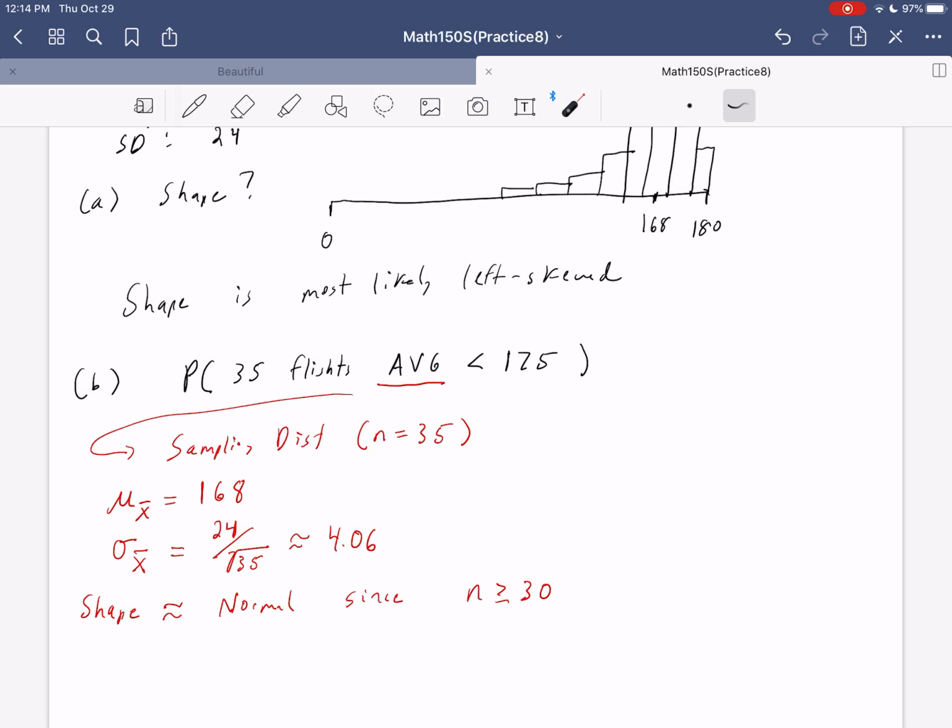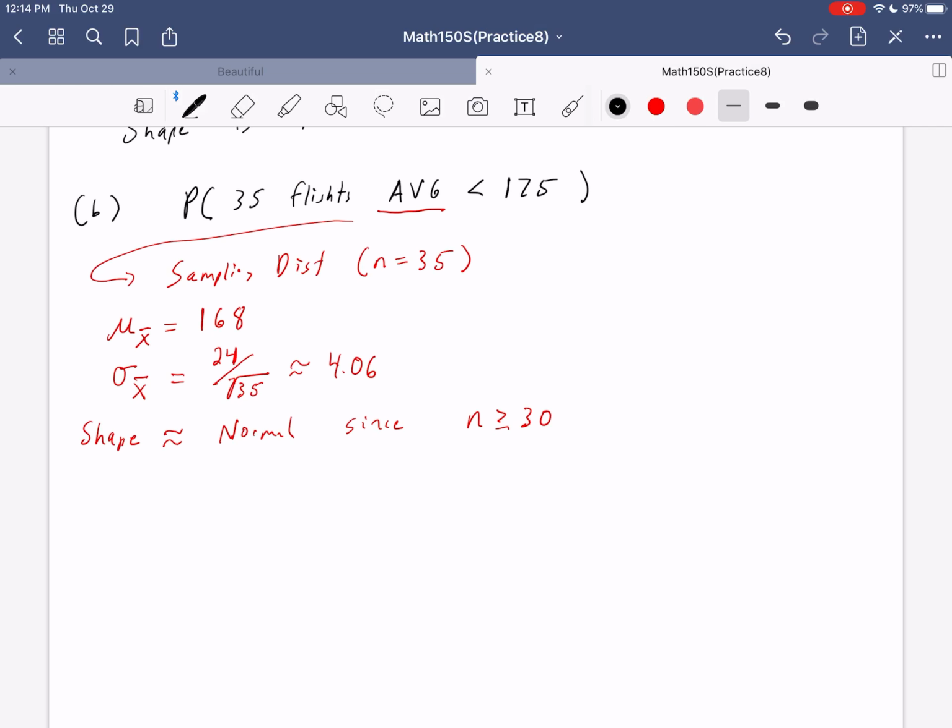So now, not only have we figured out the average, the standard deviation, and the shape for the sampling distribution of groups of size 35, we also have all the information we need to solve the problem. Because we have the mean, the standard deviation, and it's approximately normal, we can use our standard z-score table A approach. So let's go ahead and do that.